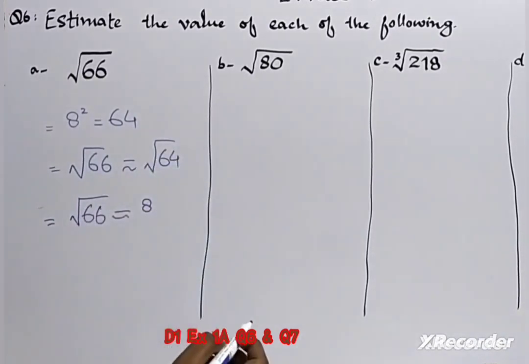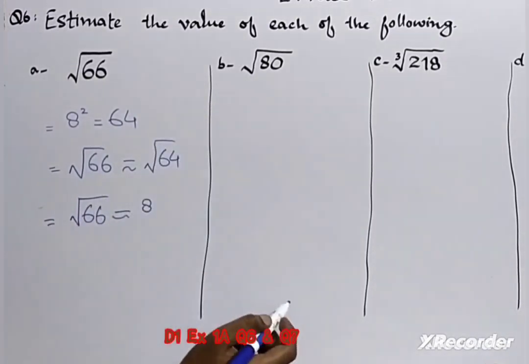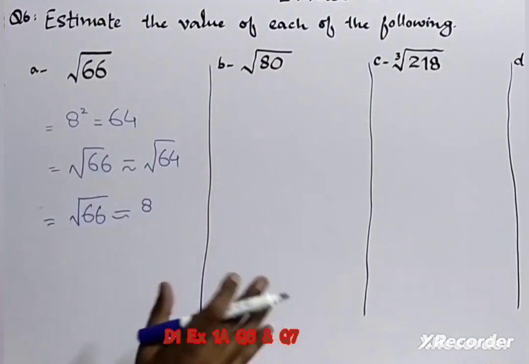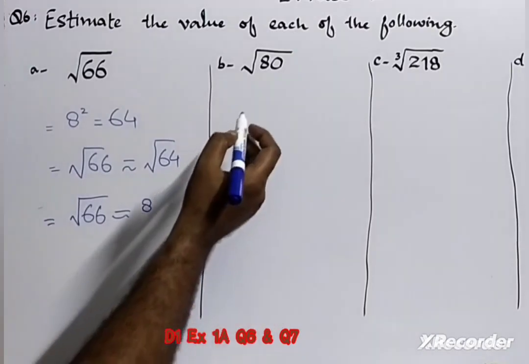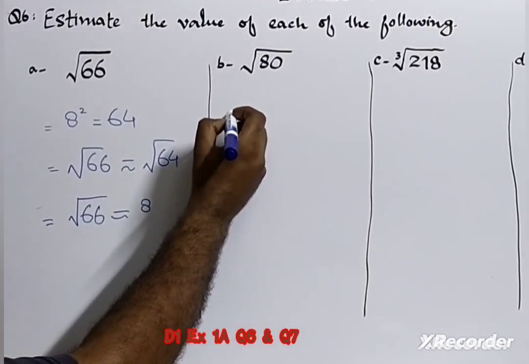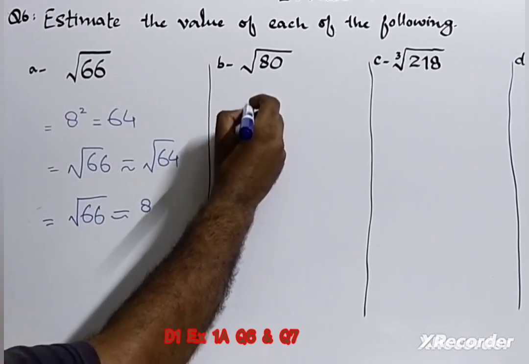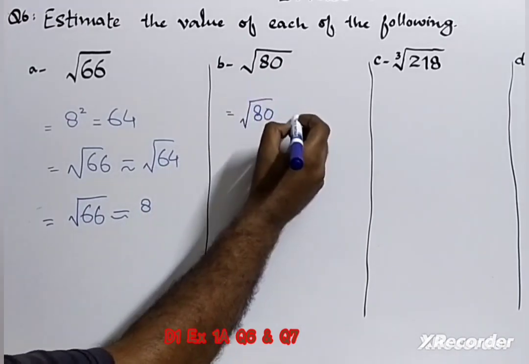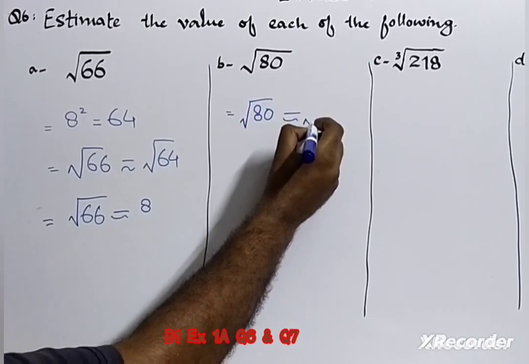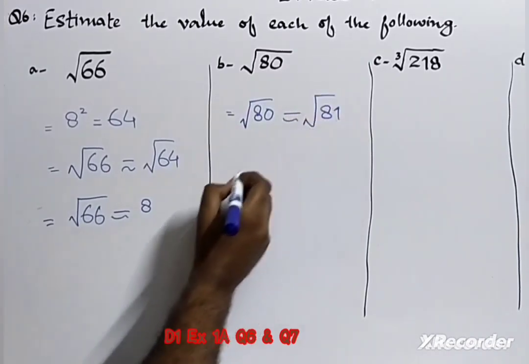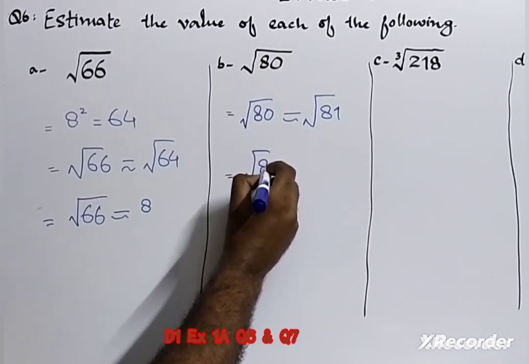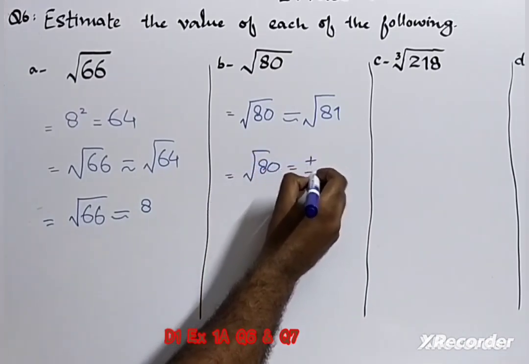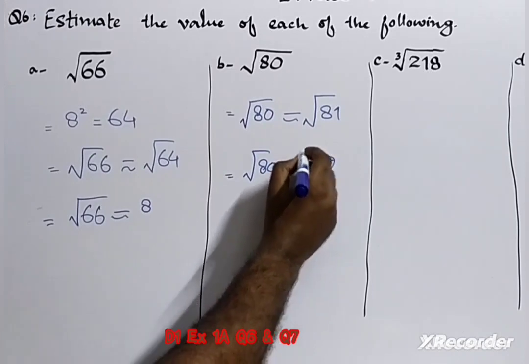Now question number B, the square root of 80. We have to estimate the square root of the number 80. So first of all, we think what is the square nearer to 80, that is 9. Square of 9 is 81. So similarly, we can write square root of 80 is approximately equal to the square root of 81. And square root of 81 is plus minus 9. So this is our answer.